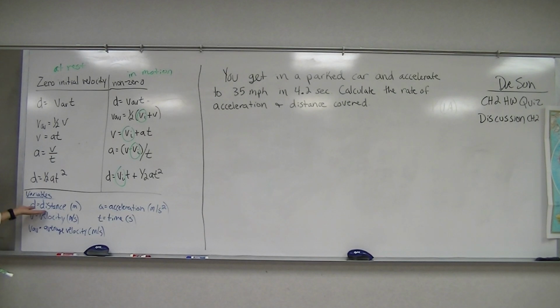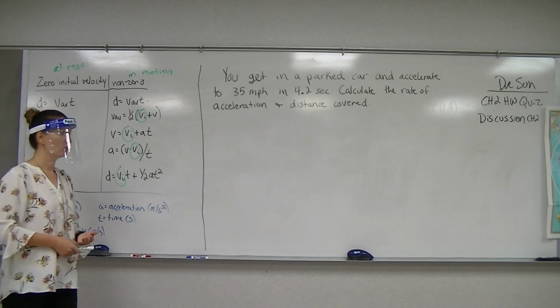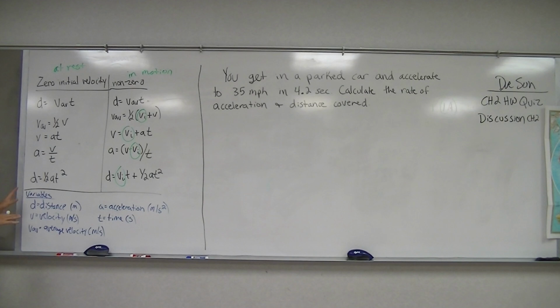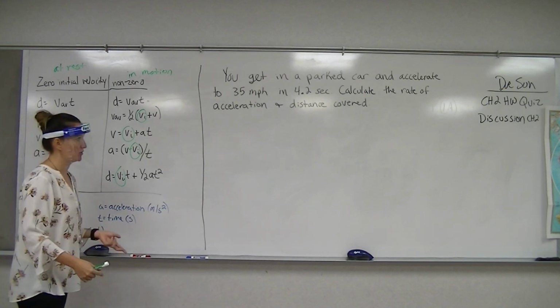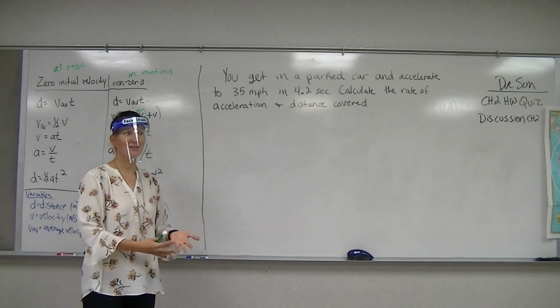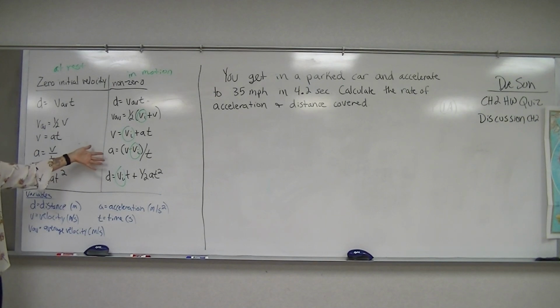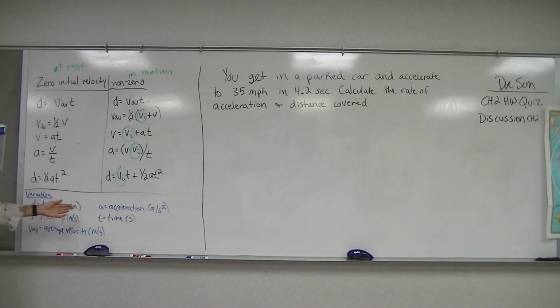So D for distance. Another thing that's important are the units. In Chapter 1, we did tons of conversions. We were all about units, and this is why. We're going to be doing conversions in Chapter 2, Chapter 3, Chapter 4, the rest of the semester. Why? Because when we use these equations, we need to be in metric. We need those SI system units that we talked about in Chapter 1. So distance needs to be in meters.